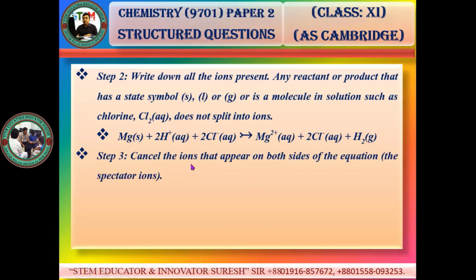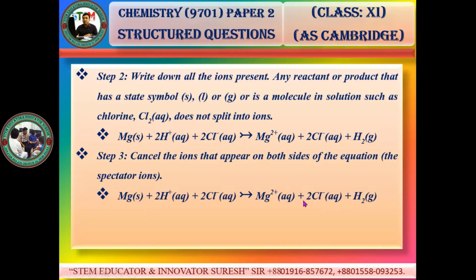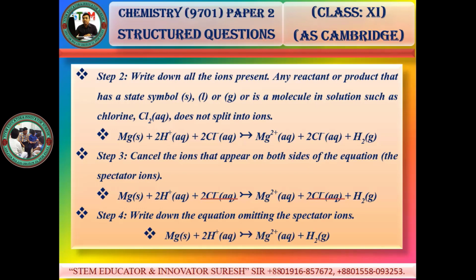Now step 3, cancel the ions that appear on both sides of the equation, which are spectator ions. We are repeating the equation again, and now we are cancelling by red mark. It's totally cancelled out. Now step 4, write down the equation omitting the spectator ions. The final equation is like this: magnesium solid reacting with 2 moles of hydrogen ions aqueous to form 1 mole of magnesium 2+ ions aqueous and 1 mole of hydrogen gas.